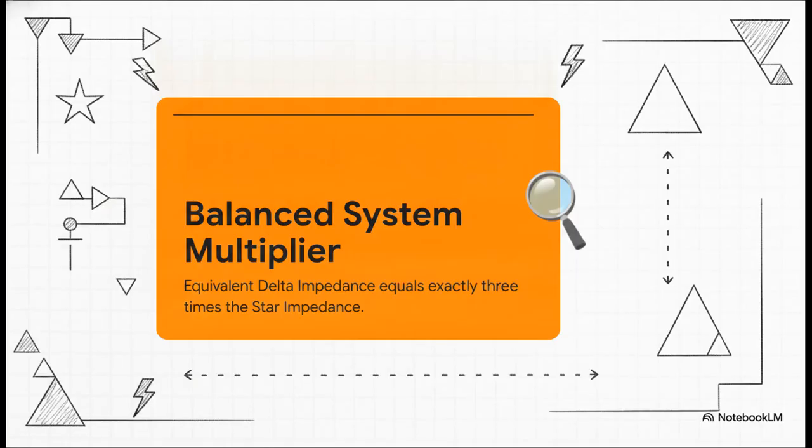Now, because our source explicitly tells us this is a balanced system, we have this absolute golden rule we can rely on, and that rule is the equivalent delta impedance is exactly equal to 3 times the star impedance. Literally just multiply it by 3. This one simple formula is the master key that unlocks the whole mathematical conversion for us.